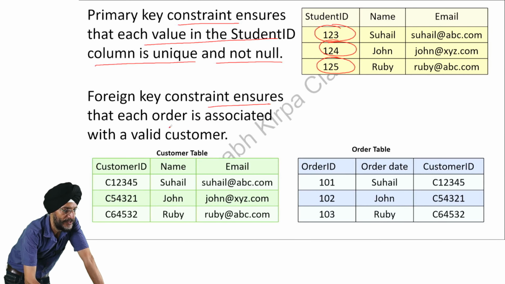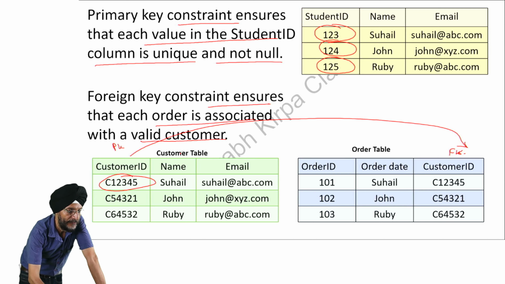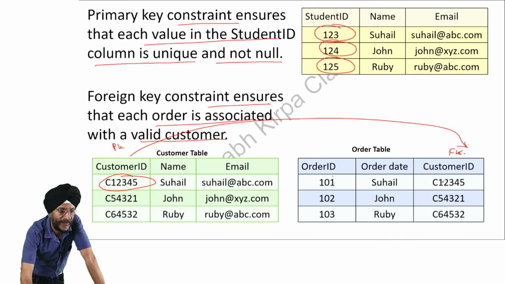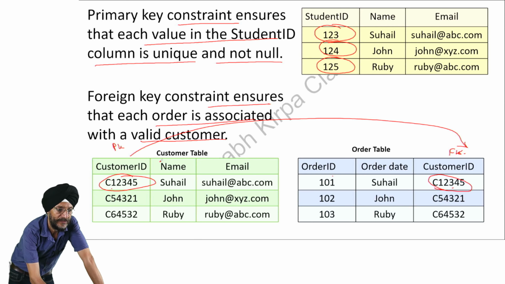Foreign key constraint ensures that each order is associated with a valid customer. Here this is the primary key. Here it is the foreign key. Both these tables are related with one another with the help of primary key and foreign key. So foreign key constraint ensures that each order is associated with a valid customer. You can see that this is the customer ID which is mentioned in the order table. So this customer ID exists in the customer ID base, that is the customer table.